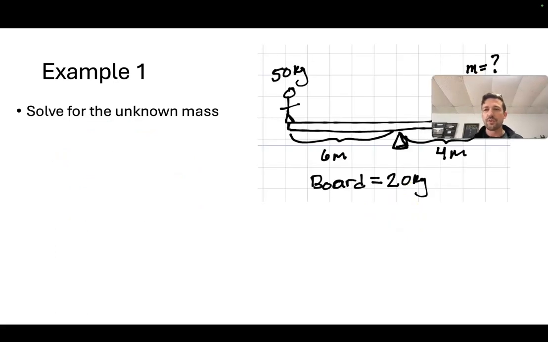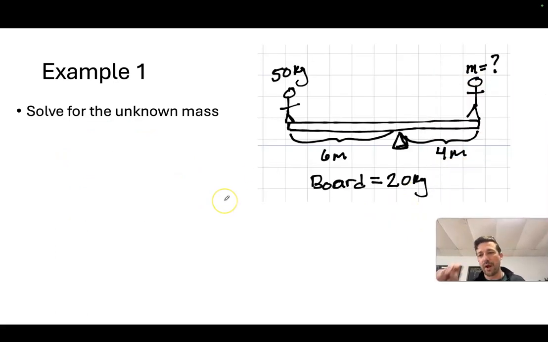Okay. Let's go through some problems here. I've got two problems for you. Solve for the unknown mass. Now, guys, this one should be one that you could do with the center of mass formula, and we could do it with both of them. Let's do center of mass real quick so you can remember it. Remember, center of mass is the sum of the masses times the distances divided by the sum of the masses, right? Now, let's go through it.